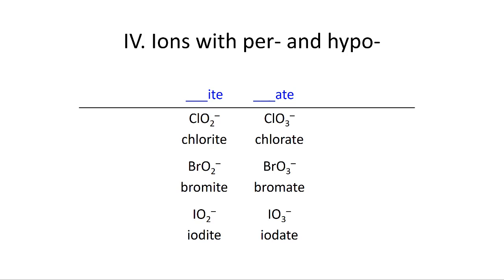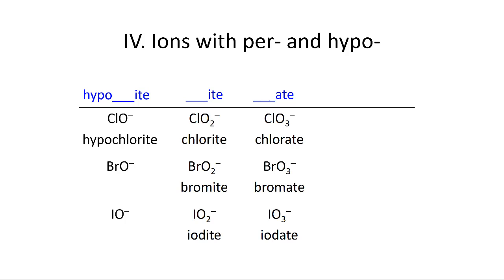Okay, so let's take the ite ions, the one with 2 oxygens, and take away 1 more oxygen. How are we going to say that there's even 1 fewer oxygen than the number of oxygens that ite has? Well, what we do is we put in the prefix hypo. You can remember this because it's sort of like a hypodermic needle. A hypodermic needle is one that goes under your skin. So hypo means under. So hypochlorite has 1 fewer oxygen than chlorite.